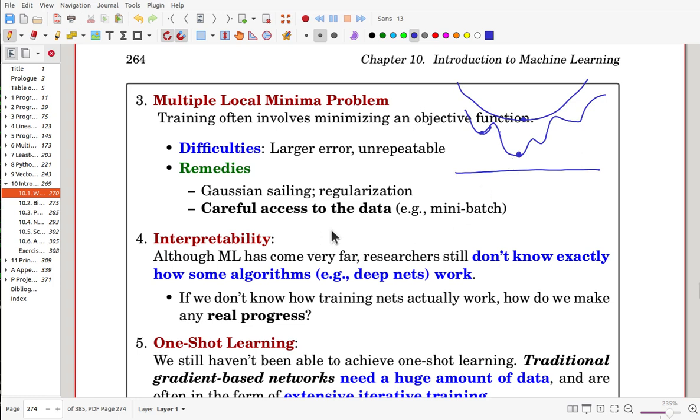Sometimes we may try to access the data set quite carefully. One technique is mini batch. Rather than using all data points, parts of the data points are accessed in each iteration. In this case, with a smaller number of data points, the objective function is less oscillatory, so you can more likely get the global minimum. Okay.